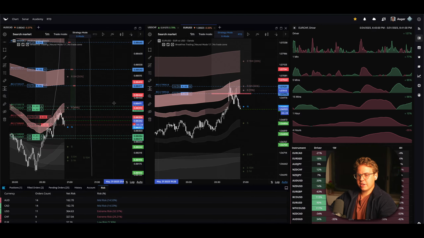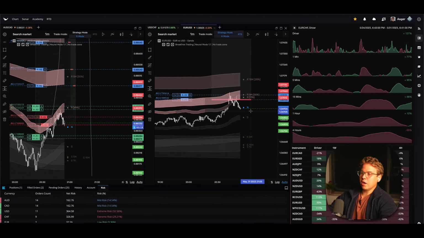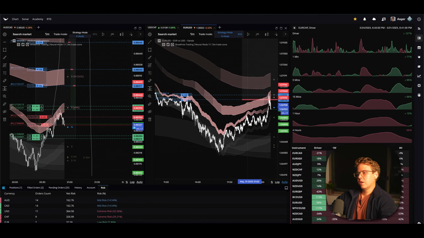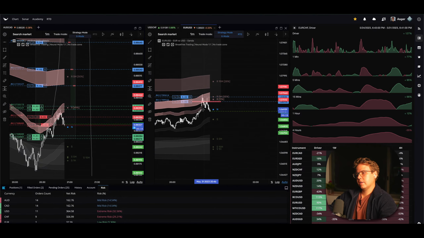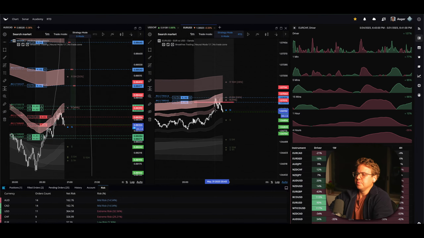So Emil is asking if there is any way we can see some backtest results with Neural Mode 6. Yeah, so I'm working on the backtest results and actually have finished them. And how do I put it? It's really good. It is really good.